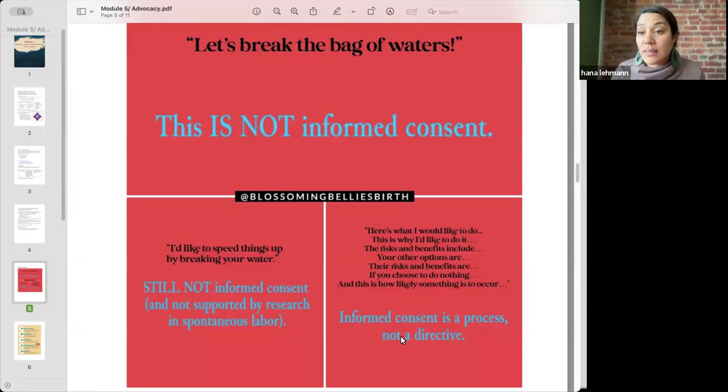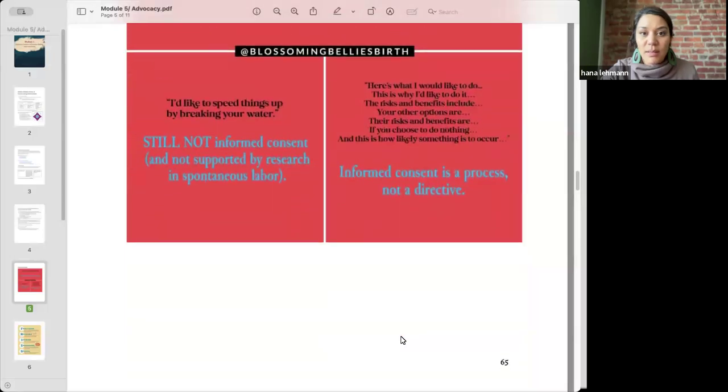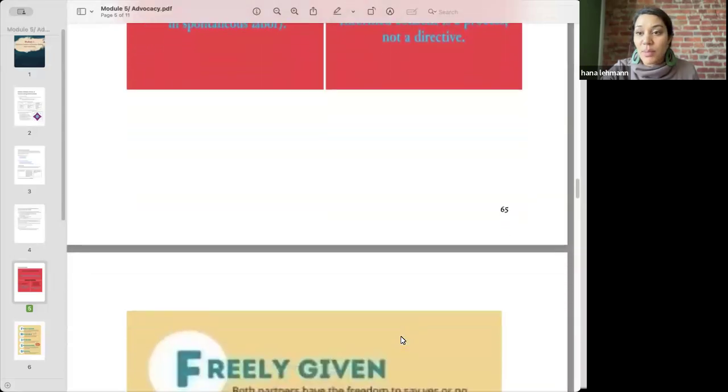Informed consent is a process. It's not a directive. So it's going to sound much more like a conversation. So the example here is, here's what I'd like to do. This is why I'd like to do it. The risks and benefits include this. Your other options are this. Their risks and benefits are this. And if you choose to do nothing, this is how likely something is to occur, right? So it's a conversation. There's space in there for your client to be able to ask questions. It's not just a directive, right? It's a conversation. Okay. This just gives you some examples of what it might sound like in the birth room, right?